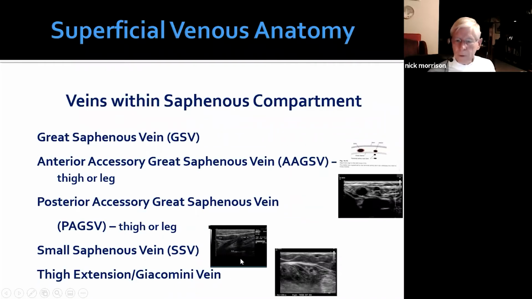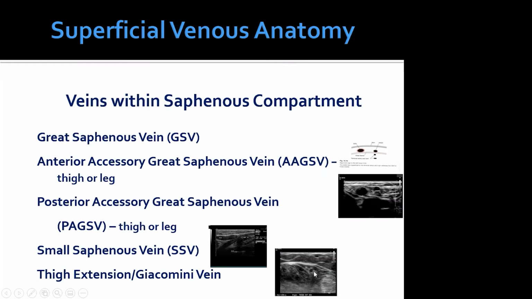The small saphenous vein, in this image, is coming into the popliteal vein. That is an abnormal vein of Giacomini, an extension of the small saphenous vein, which will join the great saphenous vein. And then there's a thigh extension, or the vein of Giacomini. That's a transverse ultrasound image deep within the thigh and within the fascia.